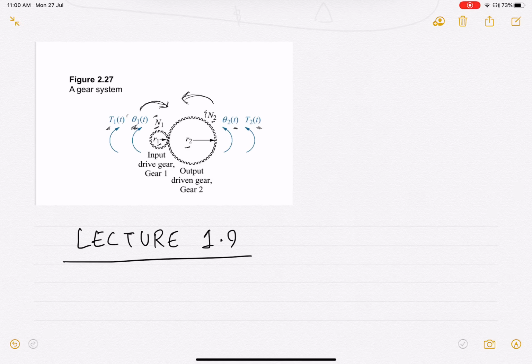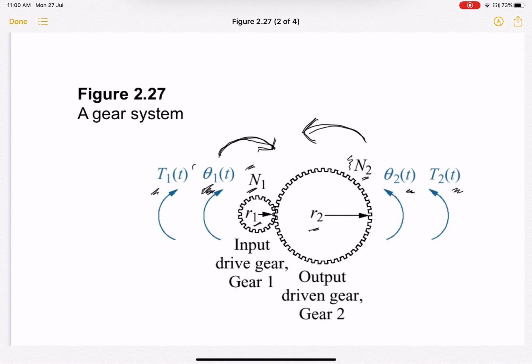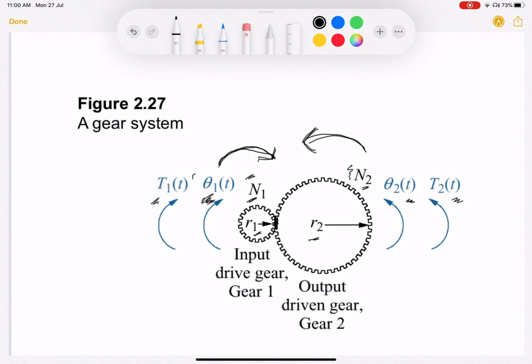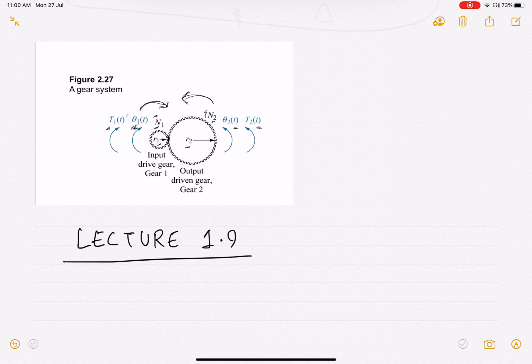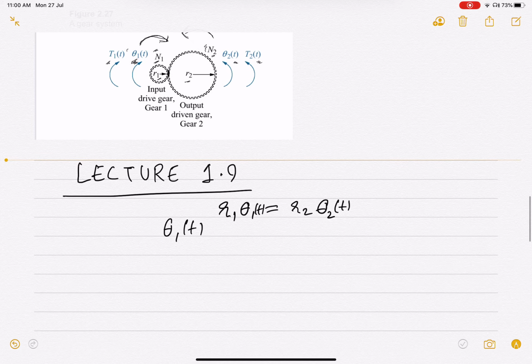So what is very obvious is that the linear displacement at the point of contact here, along the arc, is going to be the same. So we can very safely say that R1 theta 1, the linear displacement at the point of contact for gear 1, should be equal to R2 theta 2, right? Since theta 1 and theta 2 are functions of time, theta 1(t) divided by theta 2(t) is going to be R2 by R1, right?